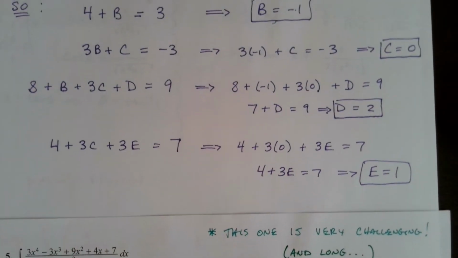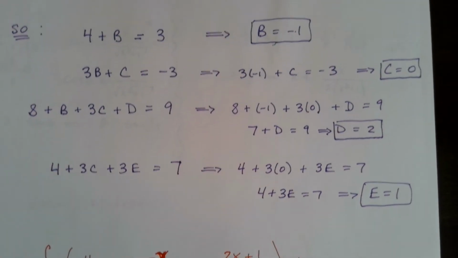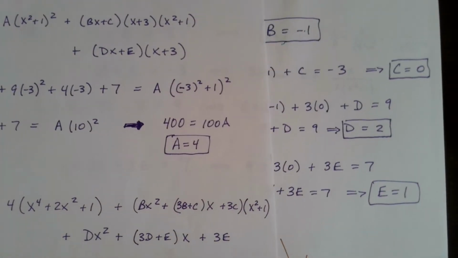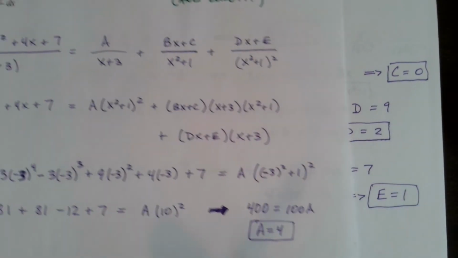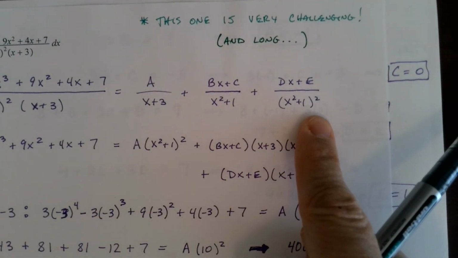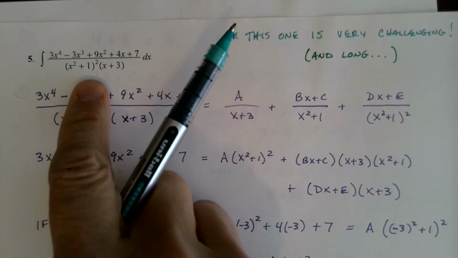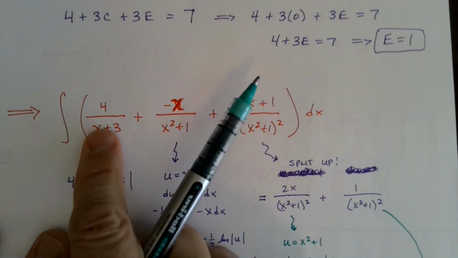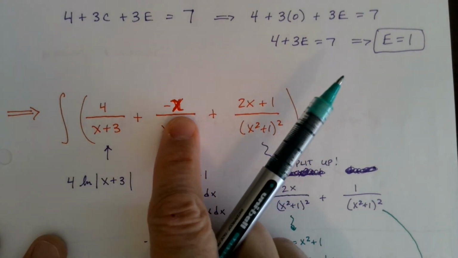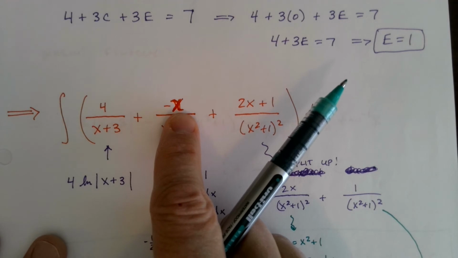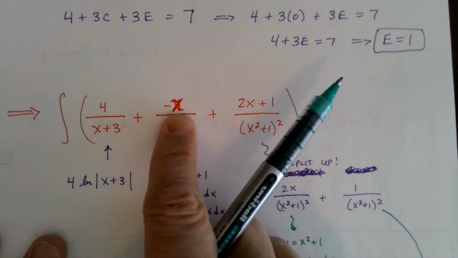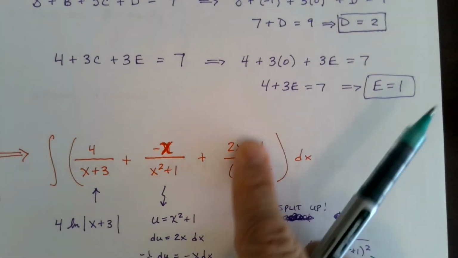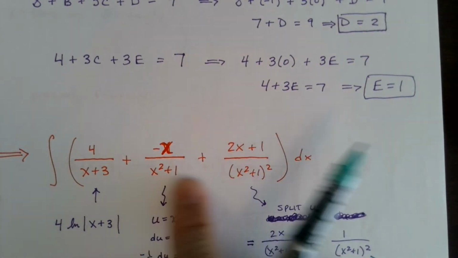So I'm going to take all these values. If you remember, I previously found a to be 4 right here. And I've got these values of b, c, d, and e. So I plug them all into this, right? And now the integral that I'm looking for is the integral of this. So a was 4, b was negative 1, that was bx, so negative 1x, and c was 0, so bx plus c is just negative x. Okay, and then d was 2, so I got 2x, and e was 1, 2x plus 1. And so here it is.